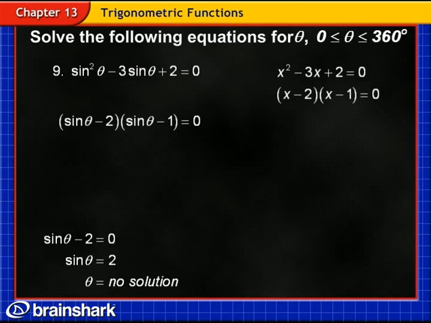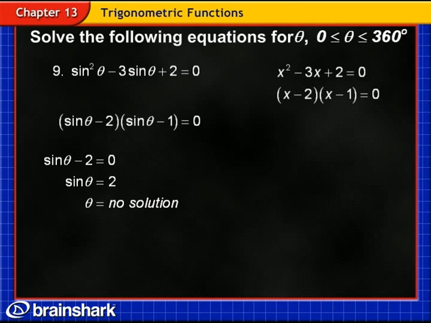Then I can set each of those equal to 0 and solve them. Now, sine of theta minus 2 equals 0 gives me sine of theta is equal to 2. Well, we're working in a unit circle, and a unit circle only has a radius of 1. So there's no way that the y value can be equal to 2. So that particular part of the problem has no solution. Sine and cosine can never be larger than 1 because we're working in the unit circle. That's really important. You might want to write that down. Sine of theta and cosine of theta always have to be less than or equal to 1 since we're working in a unit circle.